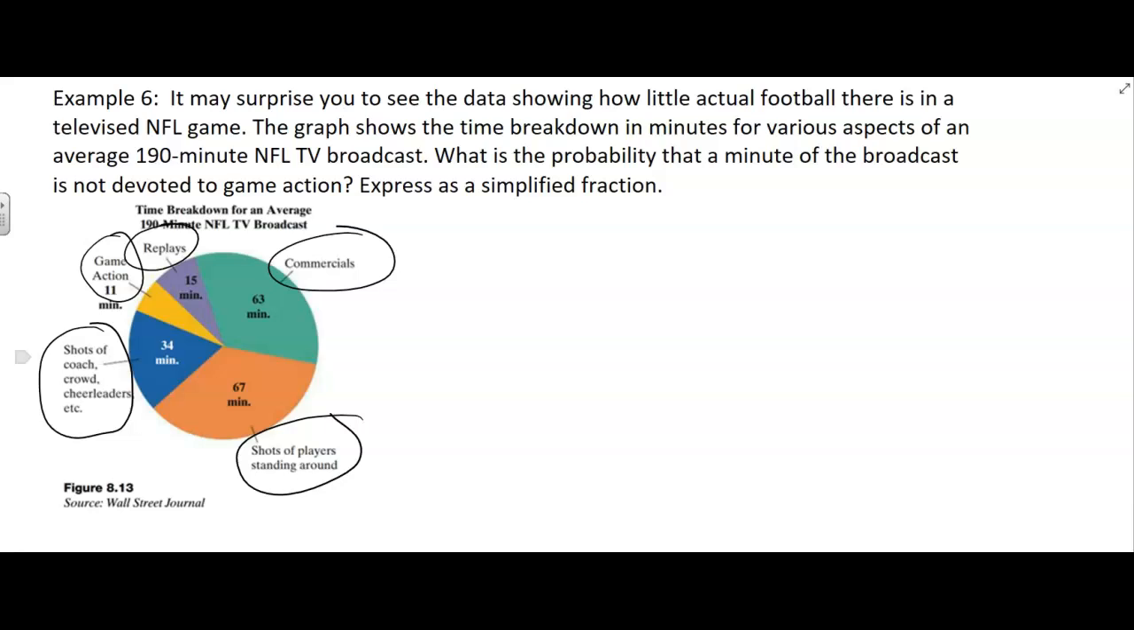Anyway, so if you have a minute of the televised game, what's the probability that it's not the actual football game? Okay, so we're going to say the probability of not E, game action, is 1 minus the probability of E. Now, we know the probability of E, that's 11 minutes. Game time is 11 minutes. Really, only 11. Yeah, football's kind of slow. I mean, the actual plays don't take that long, out of the 190-minute broadcast. Okay, so that's the equation we get.